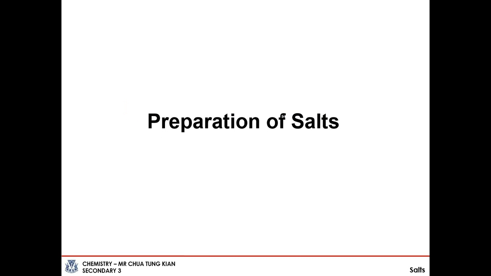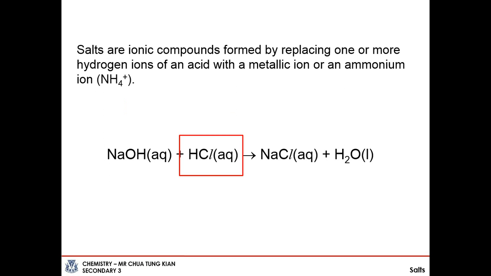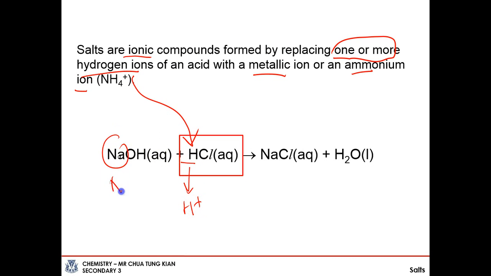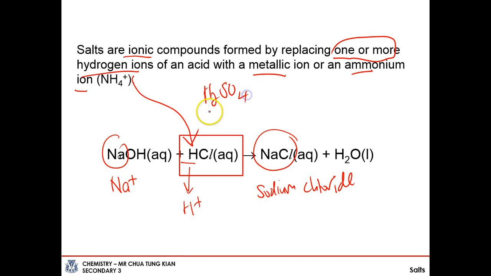So let's do a quick recap first before we move on. Salts, if you recall, are ionic compounds formed by replacing one or more hydrogen atoms of an acid with a metallic ion or an ammonium ion. So in this case, the H+ in HCl has been replaced by Na+ from NaOH, giving you the salt, sodium chloride. Acids which are dibasic, for example H2SO4, can have two hydrogen ions which can be replaced by a metallic ion or an ammonium ion.